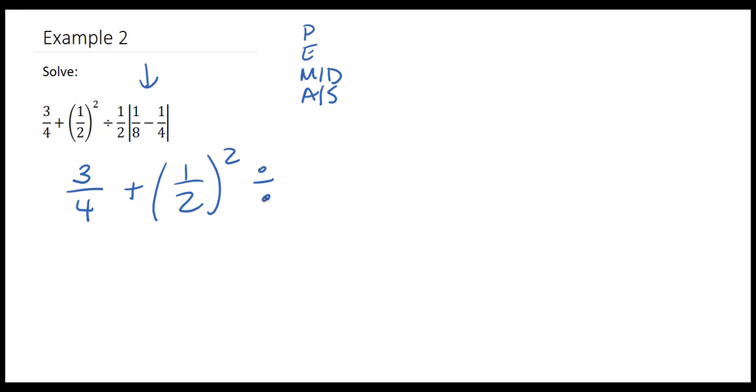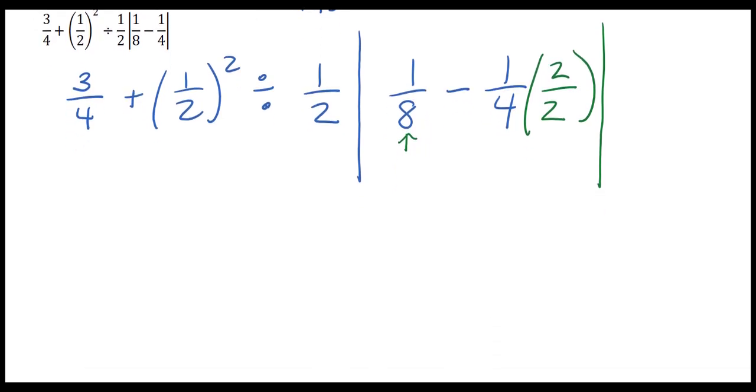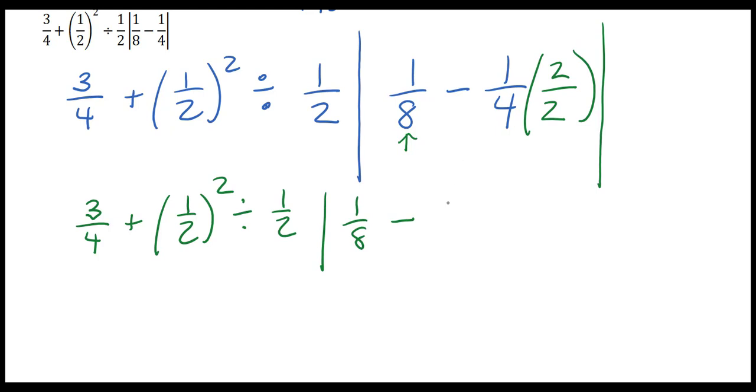So we're just going to rewrite everything. Now, in the absolute value, we have 1/8 minus 1/4. So in order to get 1/4 to have the same denominator as this 8, we're just going to go ahead and multiply by 2 over 2. It's just multiplying it by 1 essentially, and so it doesn't change the value. So that's why we can do it. So let's now rewrite everything with that. So we have 1/8 minus 2 over 8. So what do we get?